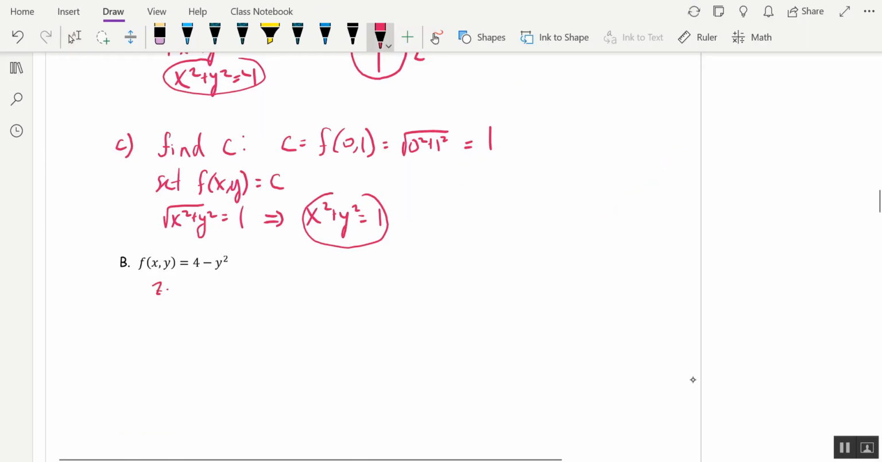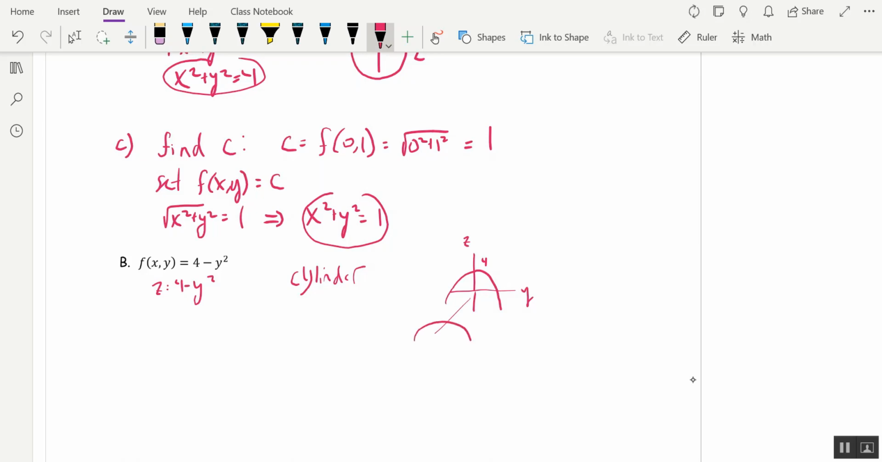This is z equal 4 minus y squared. There's a missing variable, so I know this is a cylinder. And to graph it, what I do is I look at the curve in the yz plane, which is a parabola. It opens down like that, and up here is 4. And then I extend it along the x-axis. So there's my cylinder. And I can see the level curves in the plane should be parallel lines, because those would be the places on the surface where the height is constant.